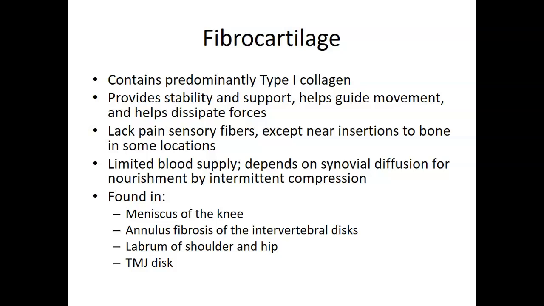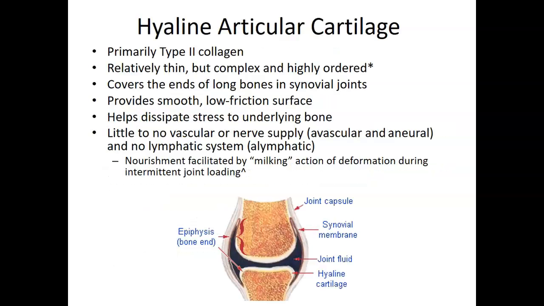And these structures, we're talking about the meniscus in the knee. We're talking about the annulus fibrosus in the intervertebral discs, the labrum in the shoulder and hip, your TMJ disc. Those are the type of cartilage that are fibrocartilage. The hyaline articular cartilage is type 2 primarily. So type 2 is good for compressive load, not so much tensile load.